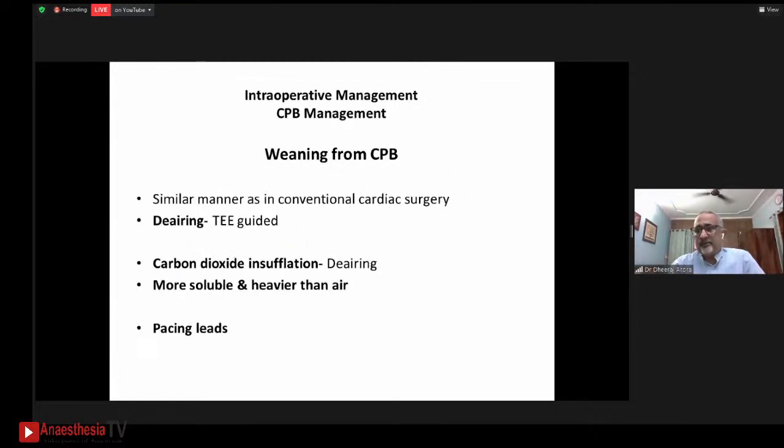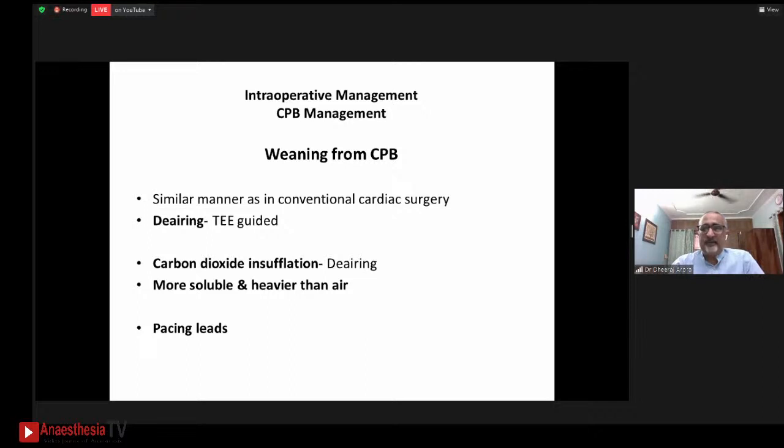Weaning from bypass, particularly in minimal access surgery, is the same as that of conventional surgery. The important difference is de-airing. The de-airing is not possible adequately in minimal access surgery, so it should be TEE-guided. And the role of carbon dioxide insufflation comes here, because carbon dioxide is more soluble than air, and heavier than air. So continuous insufflation of carbon dioxide is very important at the time of de-airing.